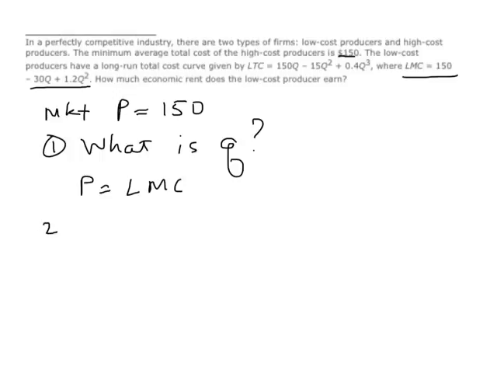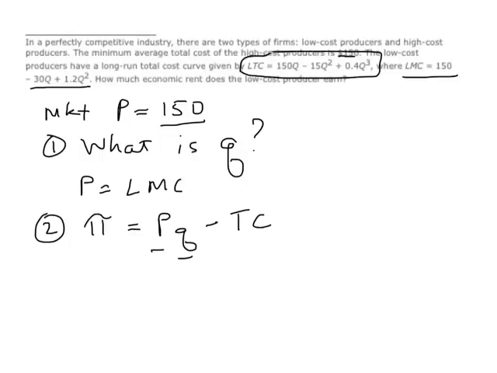And then step 2, profits are PQ minus total costs. And notice you'll have P, you'll have from step 1 Q, and then plug Q into long run total costs to get long run total costs. And then you'll have, it won't be profit, it'll be rent.